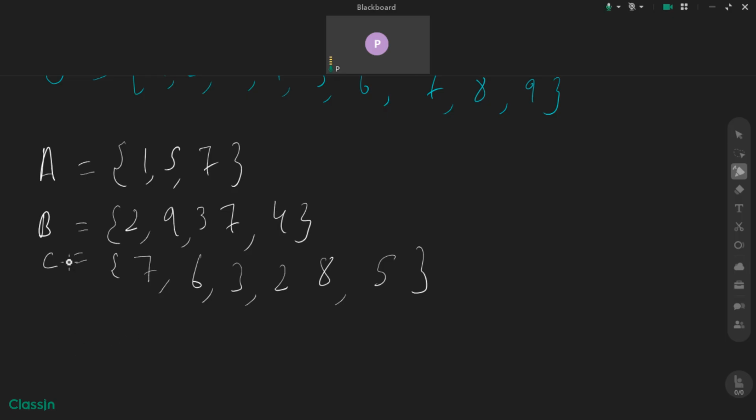Then the complement is defined for any of these subsets. Let's say I will define complement for A. The complement of A, called A bar, is represented by A bar. It is equal to universal set minus A. We have to take all the elements of U and subtract the elements of A. We know A has elements 1, 5, 7 and the universal set has 1, 2, 3, 4 up to 9. So we'll subtract 1, 5, 7 from that and we'll get the A complement.